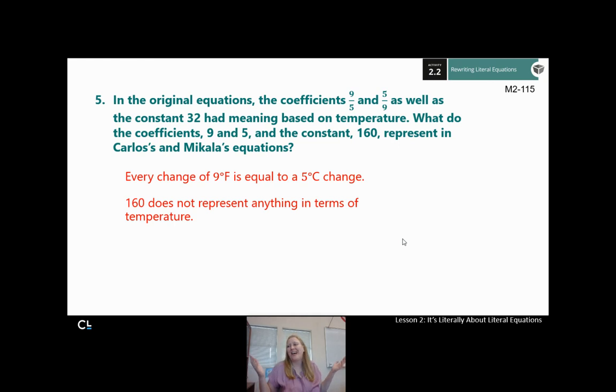And that 160 kind of doesn't represent anything. That 160 is not an important temperature, right? In Fahrenheit, water does not boil at 160. In Celsius, water boils at 100, not 160. In Fahrenheit, water boils at 212. So that 160 kind of doesn't represent an important temperature. Just saying. Poor guy.